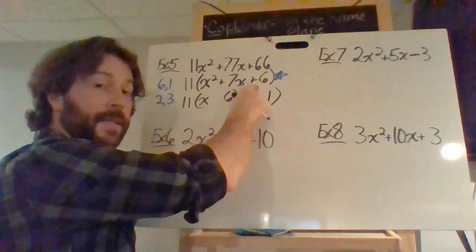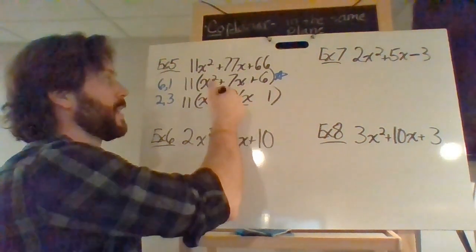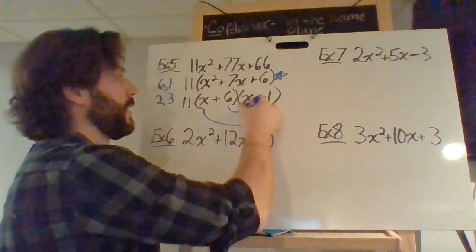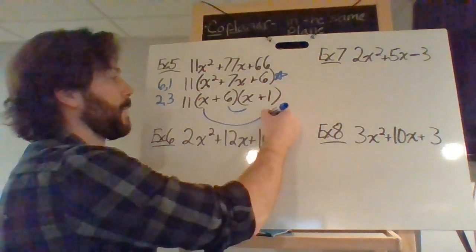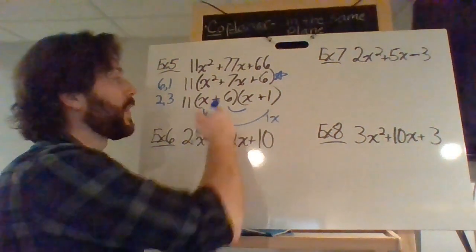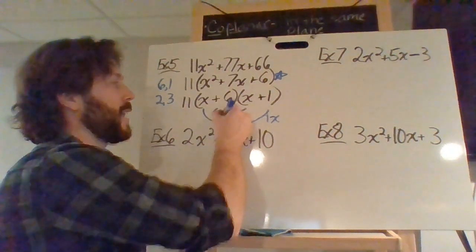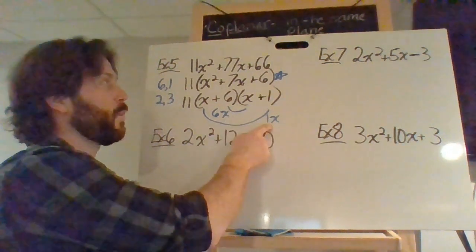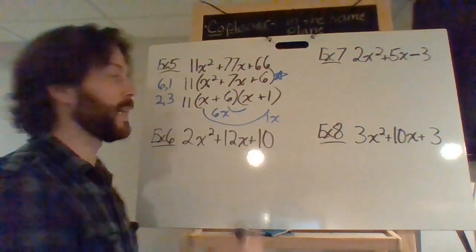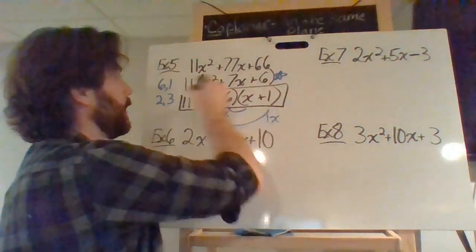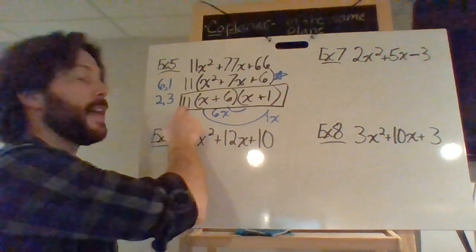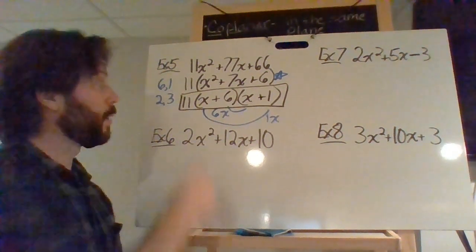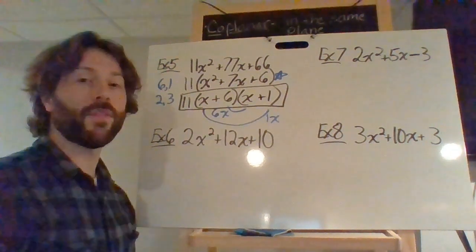Since my c term is positive, I know that these are both going to have the same sign as bx, which is plus. And then we'll check the outers and the inners. On the outside, x times 1 is 1x. On the inside, 6 times x is 6x. Okay, and because my c term is positive, I need to be able to add these. 6x and 1x gives me that 7x that I need. So this is the correct factoring. And notice that that 11 is still out front. GCF stands for greatest common factor. So it's part of the factoring. It needs to be part of our answer.